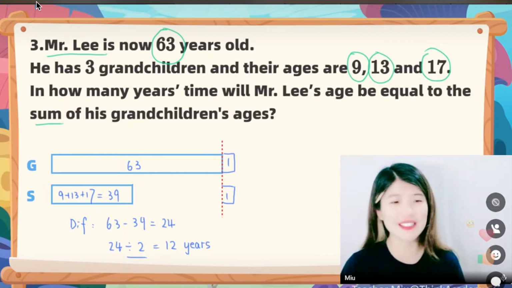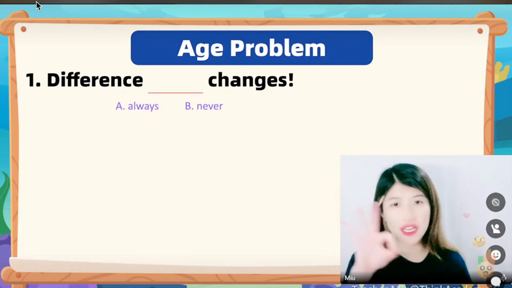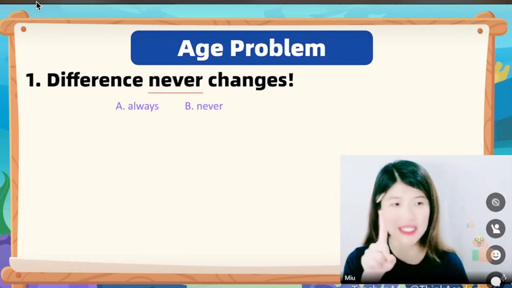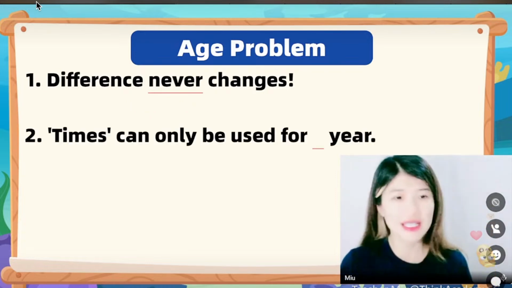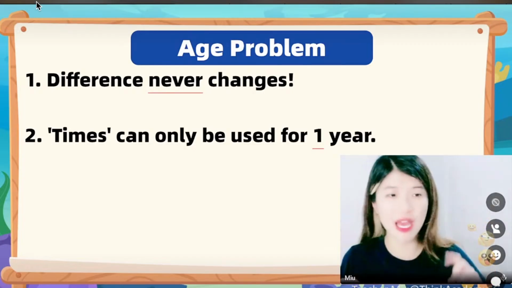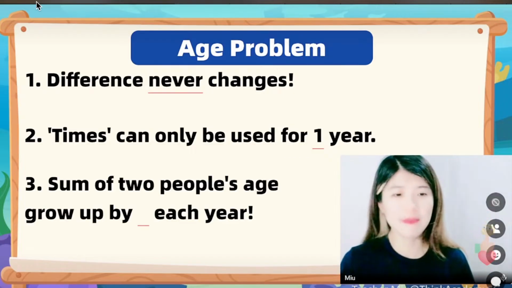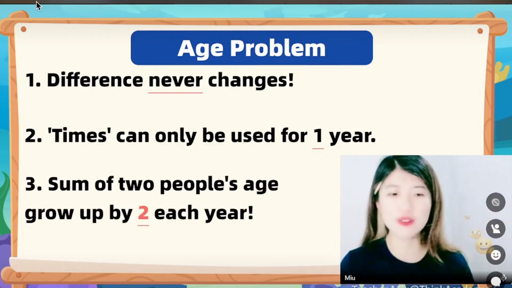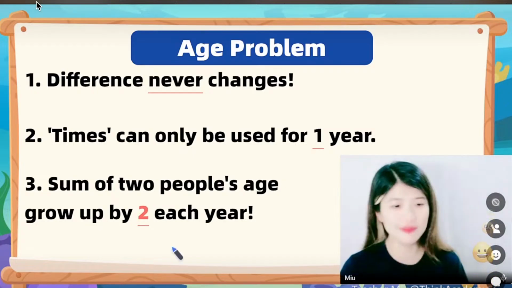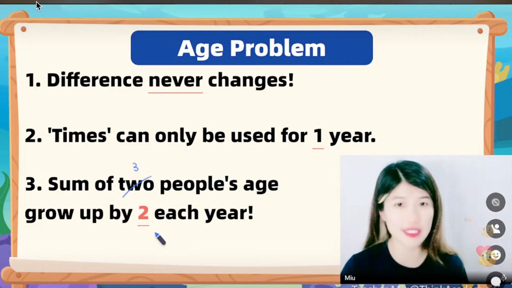Thank you, guys. So let's come to the summary for the first part about age problems. There are 3 key points of age problems. Number 1 is difference never changes. Number 2 is the times. That means the multiple relationship can only be used for 1 very specific year. And also, the sum of 2 people's age grows up by 2 each year. What if Naomi is asking, what about the sum of 3 people's age? Will it increase by 2 each year also?